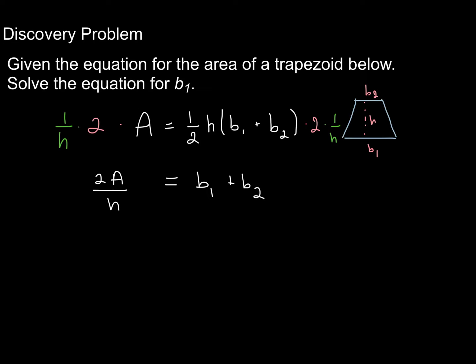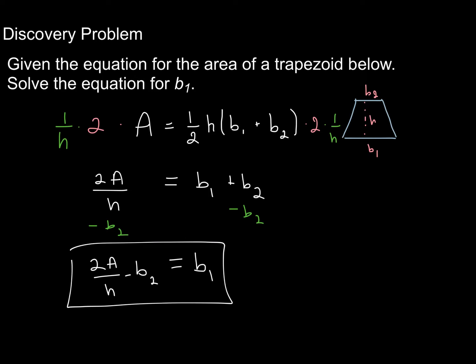So after completing those two operations to both sides of my equation, I now have b sub 1 plus b sub 2 isolated on the right side, which means I'm not multiplying it by anything anymore, right? 1/2 times 2 is 1, and h times 1 over h is 1. So this just becomes 1 times (b sub 1 plus b sub 2), which is just b sub 1 plus b sub 2. And now I can isolate b sub 1 by subtracting b sub 2 on both sides. All right, so now I've solved for b sub 1.